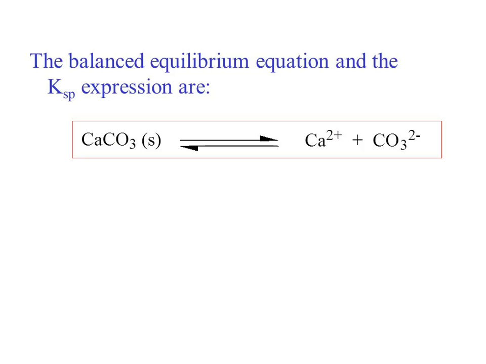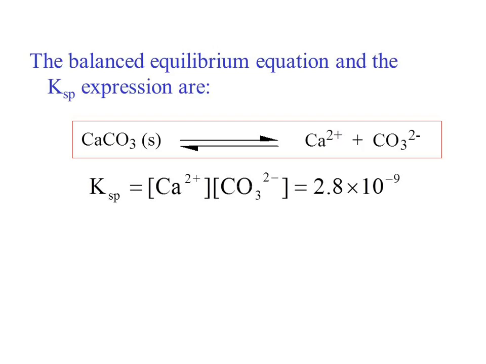So we were given the KSP, and we're supposed to find the molar solubility. Once we have it written like this, it's easier to write the KSP expression. So KSP is equal to the molar concentration of calcium raised to the first power times the molar concentration of carbonate, also raised to the first power, because those are their stoichiometric coefficients. The KSP was given.